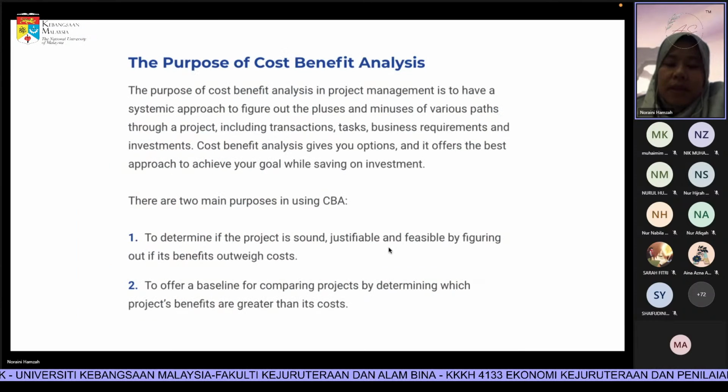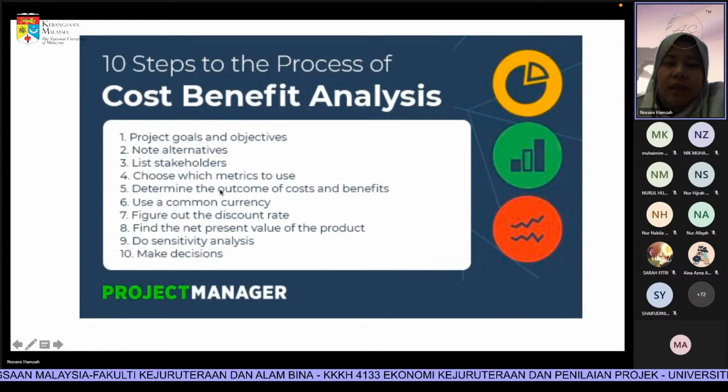Okay. Bila kita sebut justifiable, kenapa kita kena ada ini? Yang pertama, you kena buat apa ni? Ni 10 step. The first step, apa nak kena buat? You kena identify you punya project goals and objective. Note alternative. List of your stakeholders. Choose which metric to use. Determine the outcome of costs and benefits. Okay. Use common currency, which is RM. Okay. Figure out the discount rate, you punya R. Find your NPV. Do sensitivity analysis and make decision.